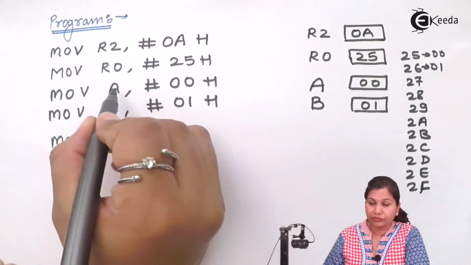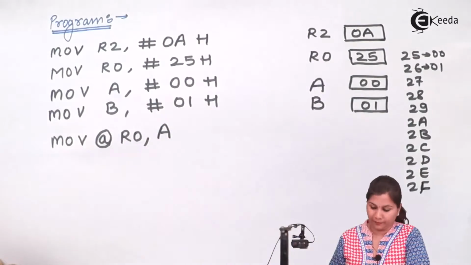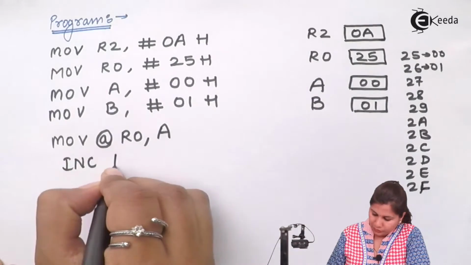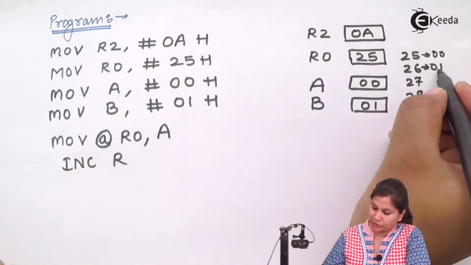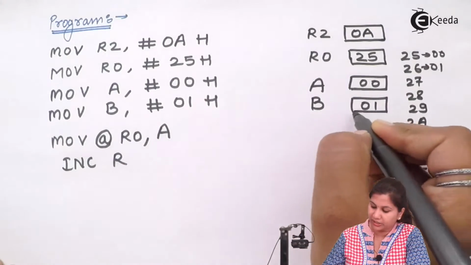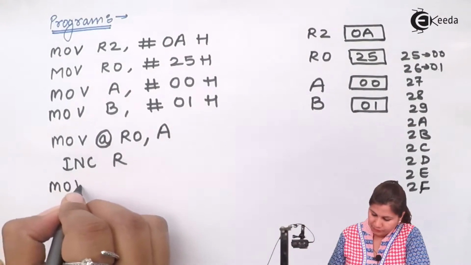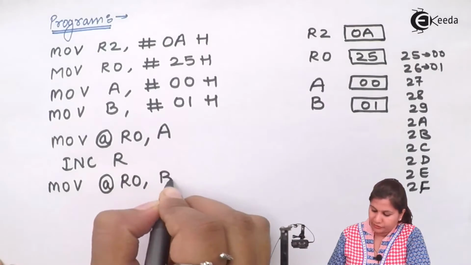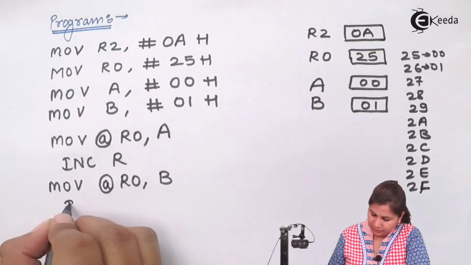What we have to move? The data which is in the accumulator, that is A. Then we will increment the R0. Now R0 will become 26. At this memory location, we have to store the register contents B. So again move the number which is in R0, the contents of register B. Again increment R0.